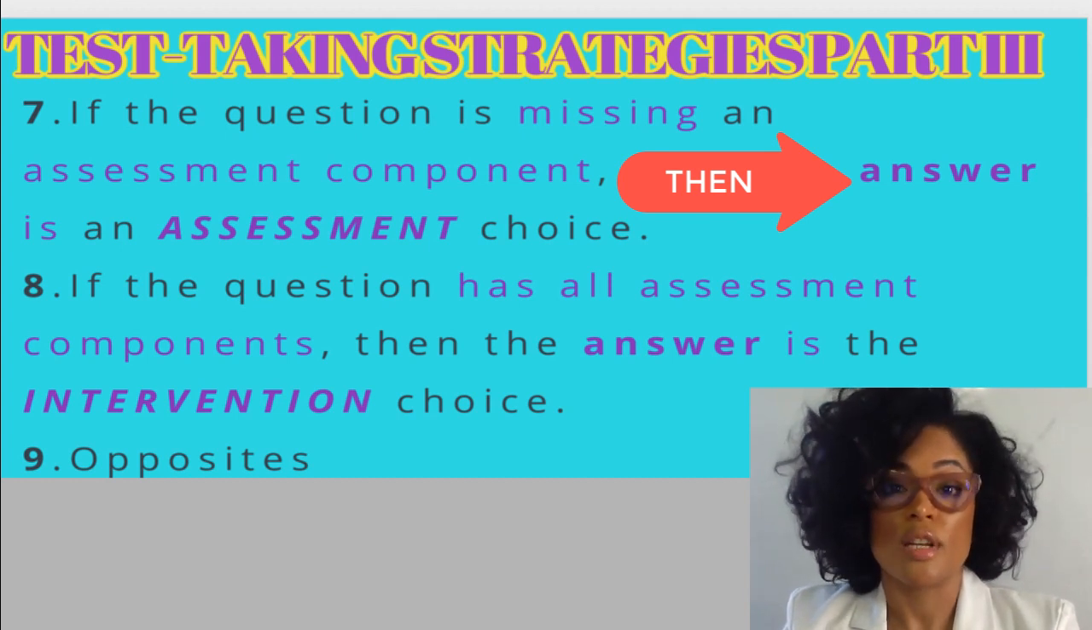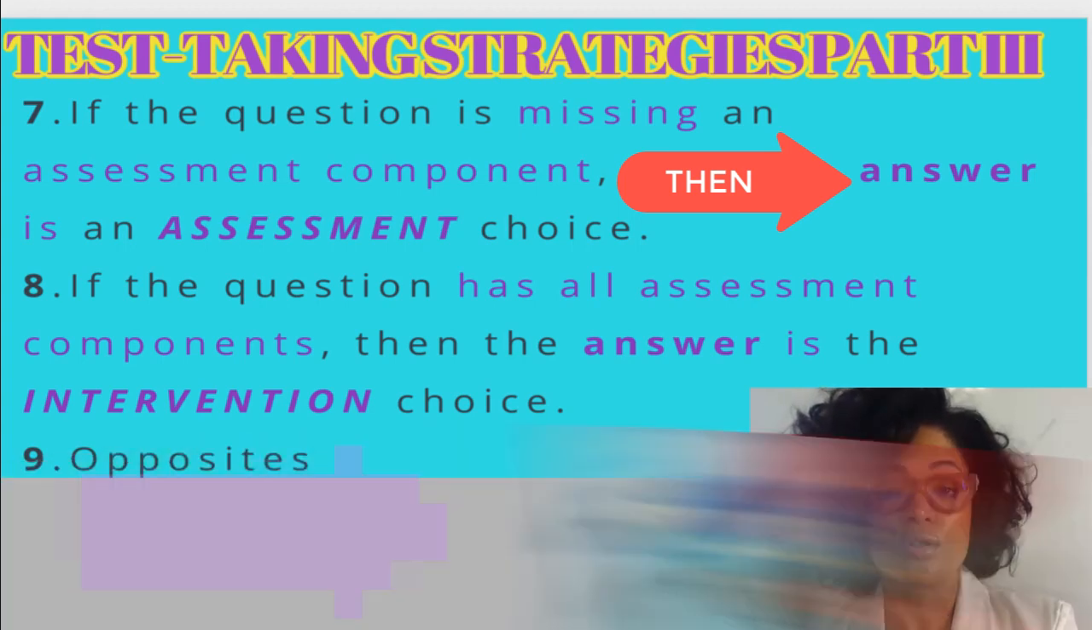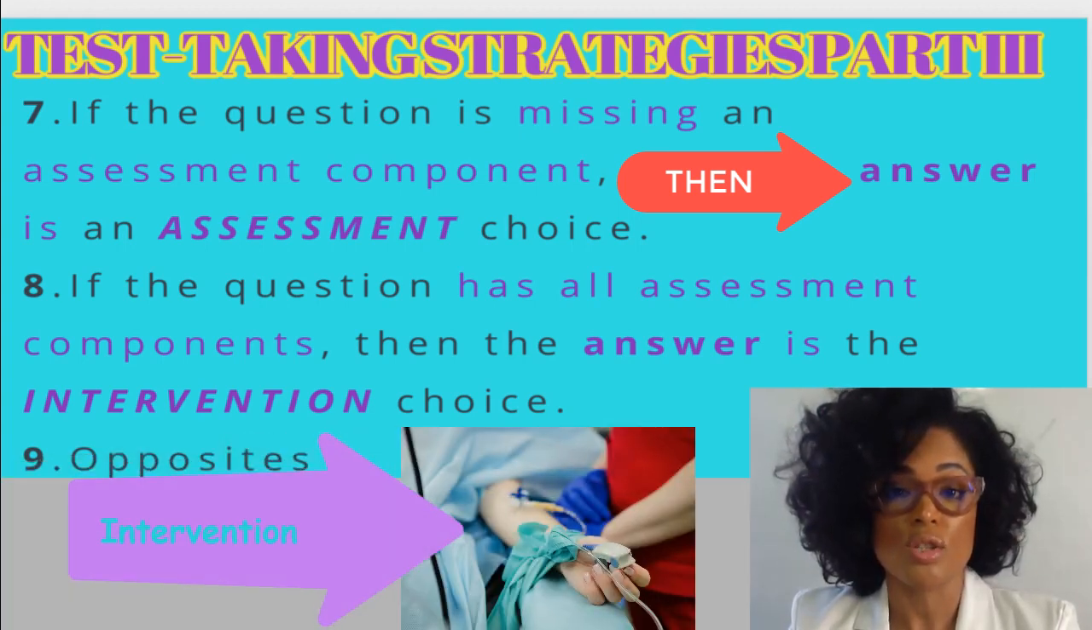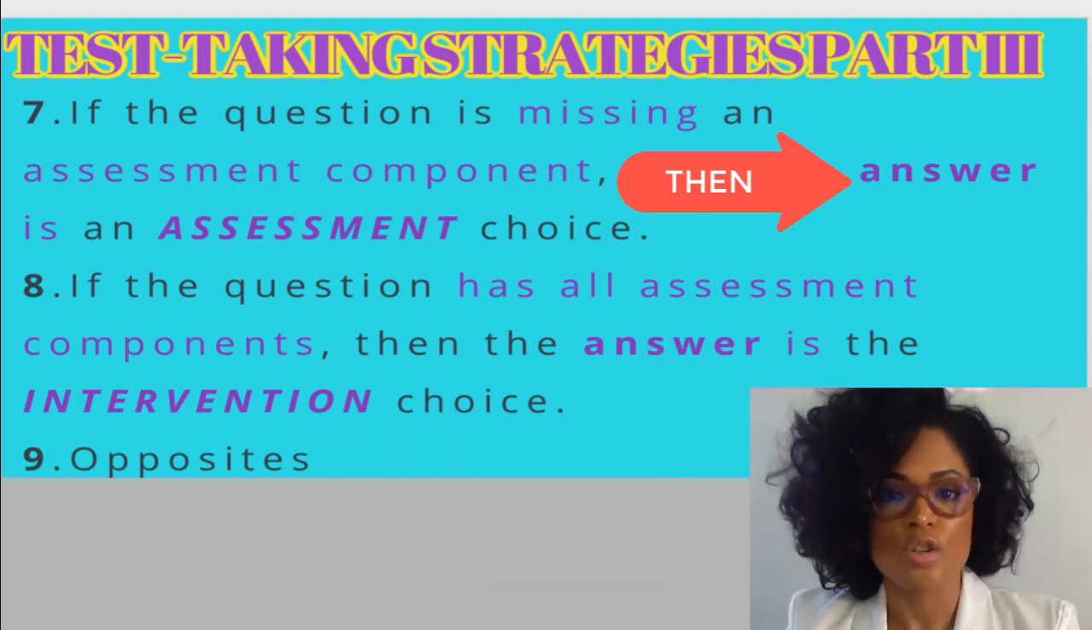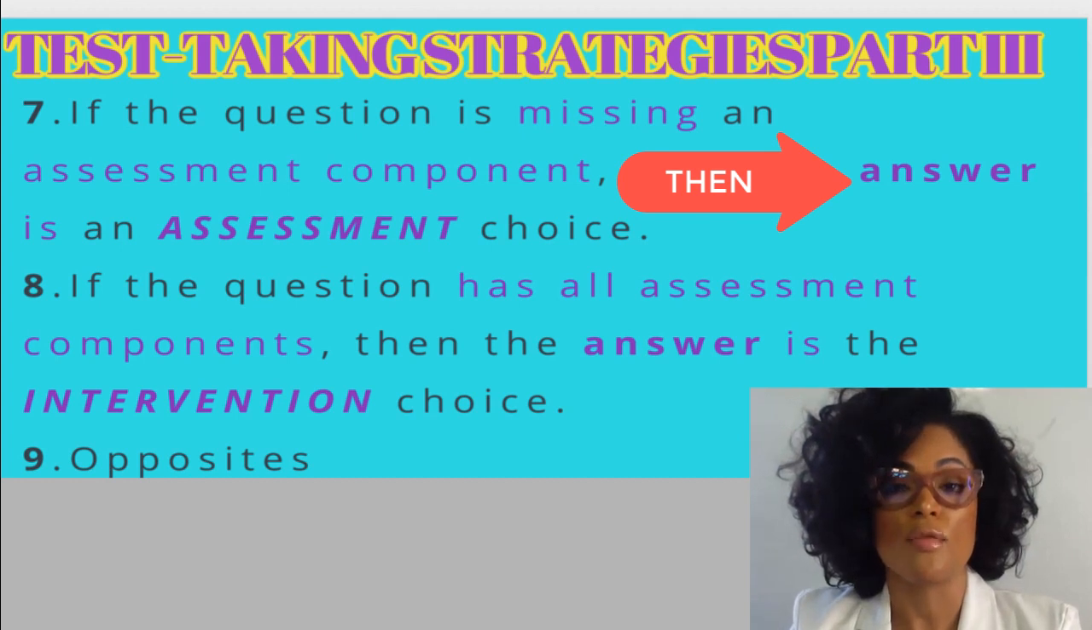The same goes, and I just reviewed that. If you have all of your assessment components, then the answer will be an intervention. So if you have an assessment question and it tells you what should the nurse do next, and we're going to review some of those questions, then if everything has been completed, the next step would be an intervention. Usually those questions will have 3 assessments and 1 intervention, and the intervention will be the answer because you've already gathered all of the data you need in order to do an action.